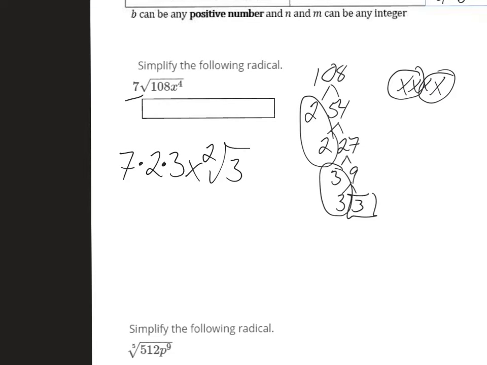So let's go ahead and multiply that out. 7 times 2 is 14 times 3 is 42. 42x squared radical 3.